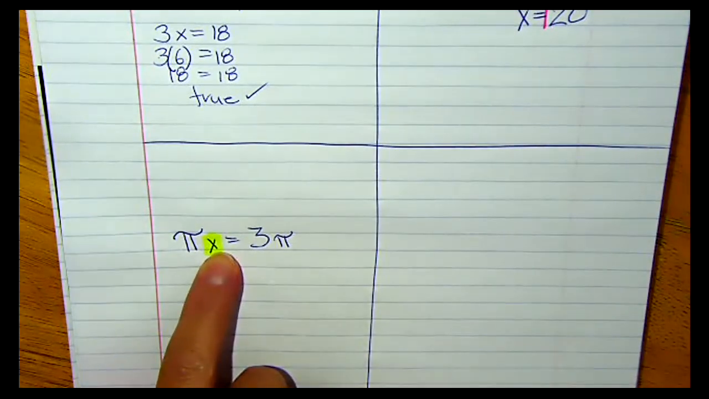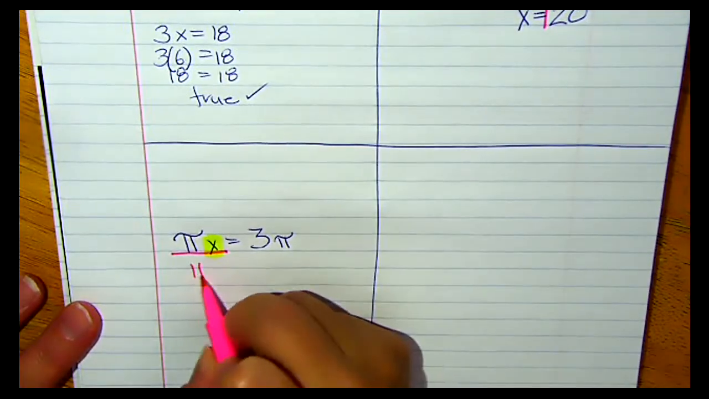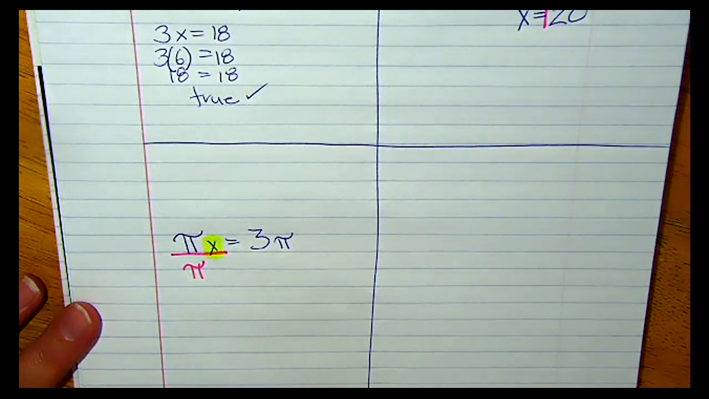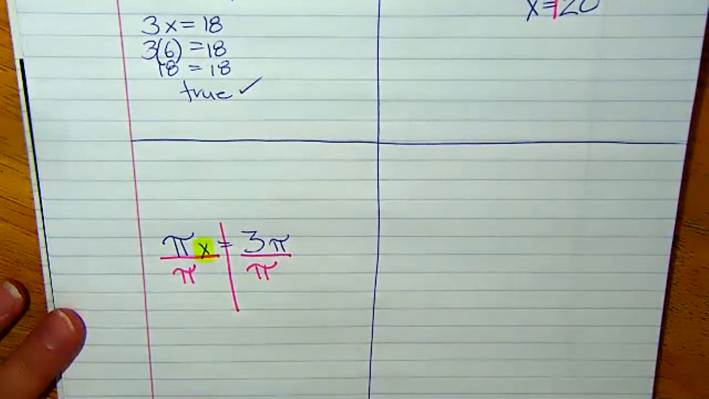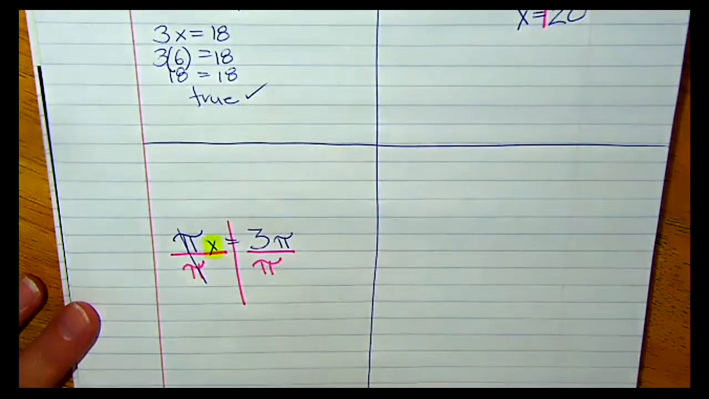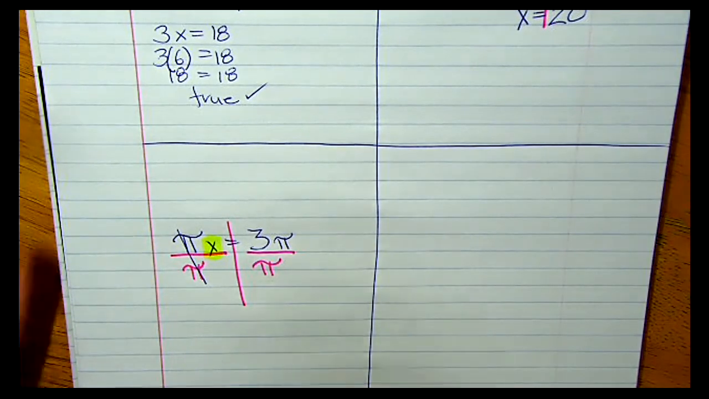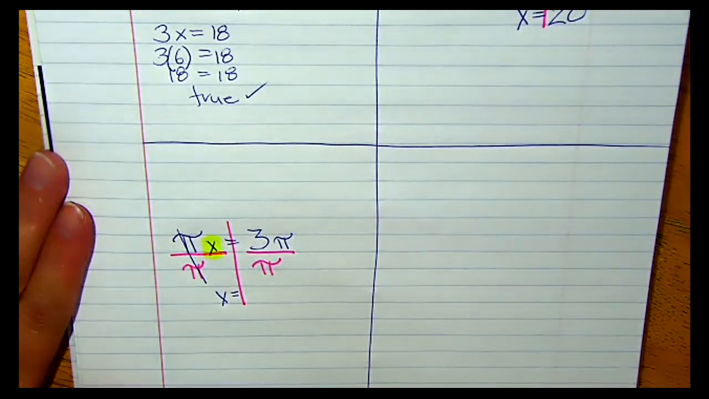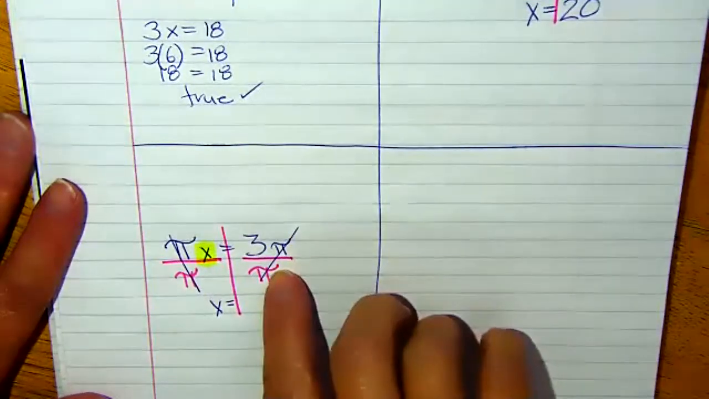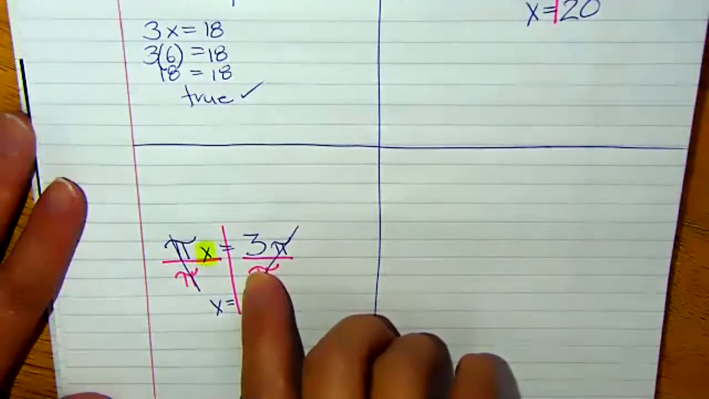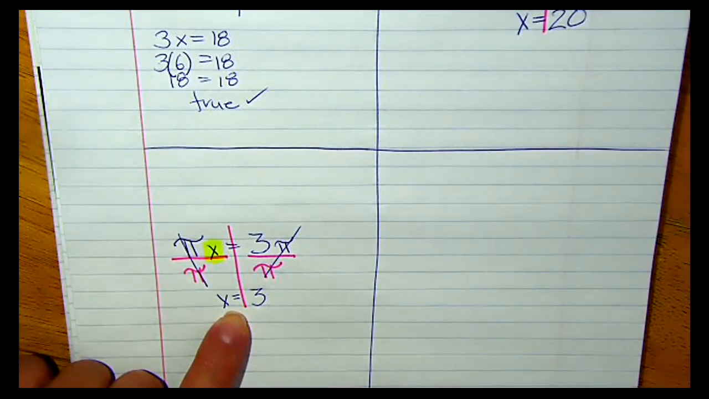I want to isolate x, which means I need to get rid of this times pi. So I'm going to divide by pi. And what I do to one side, I must do to the other. So when we look at this, my pi's cancel. Pi divided by pi is 1. So they cancel. And I am left with x equals, oh, would you look at this side? Pi cancels pi. Pi divided by pi is 1. Okay? And 1 times 3 is 3. So x equals 3.